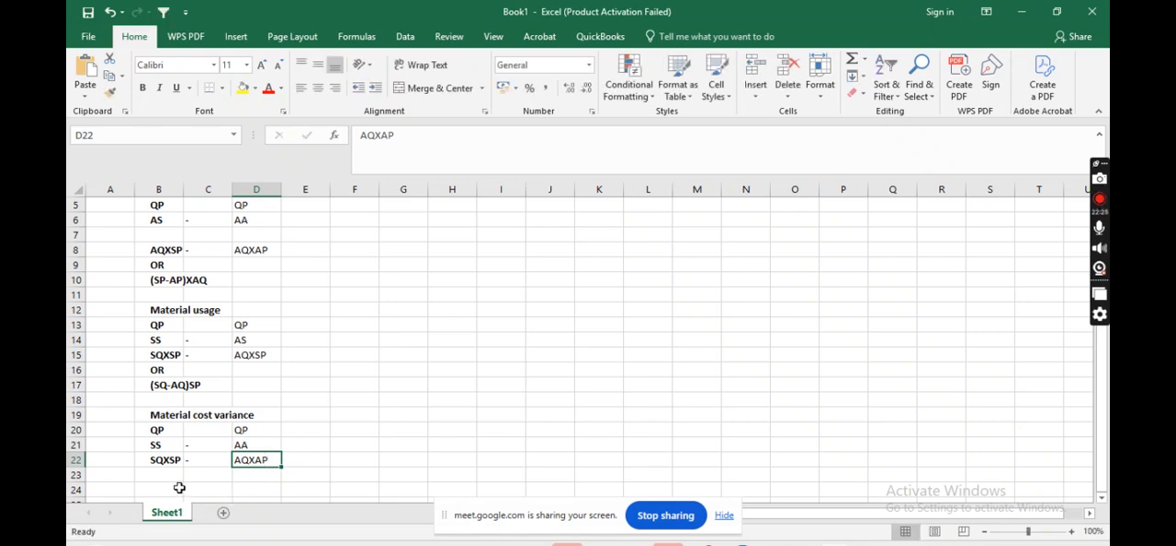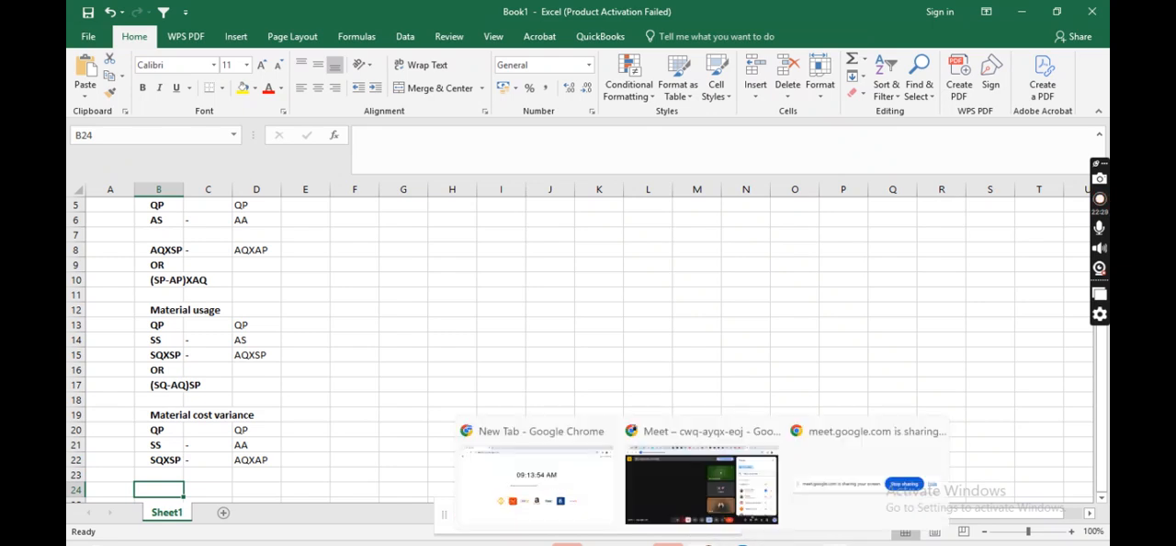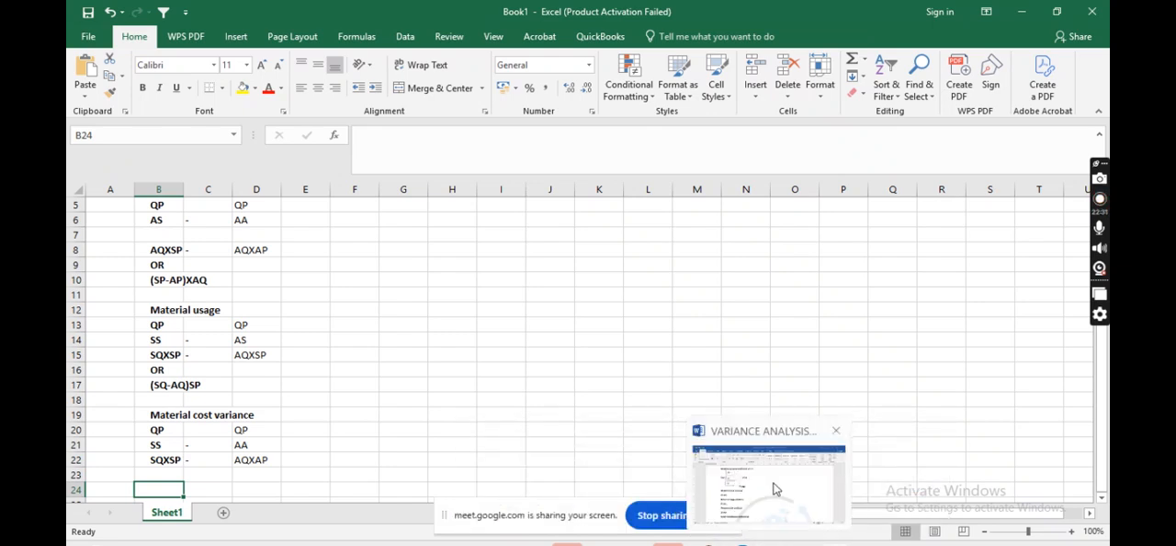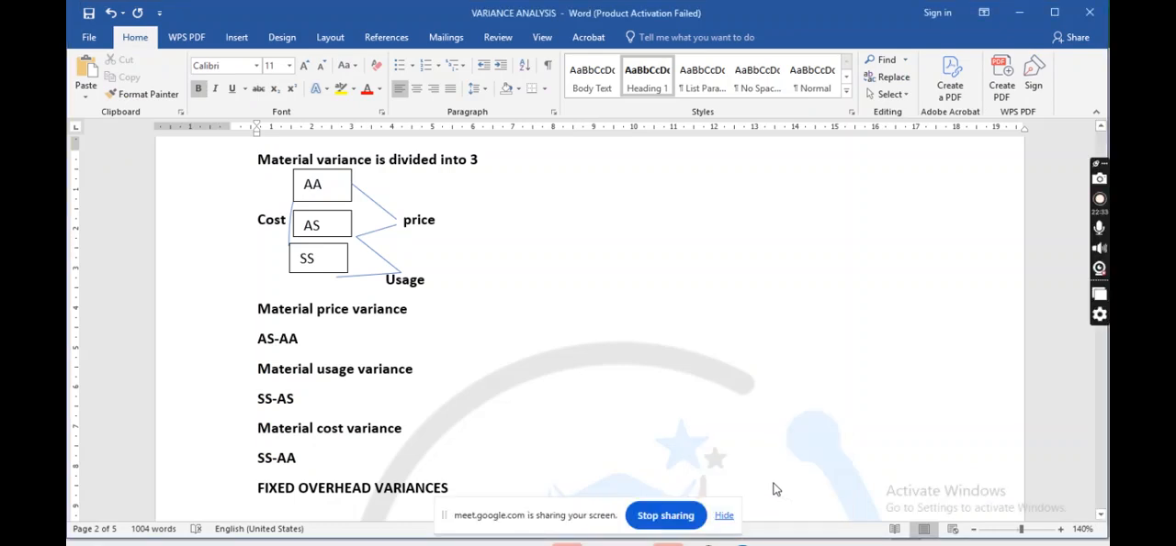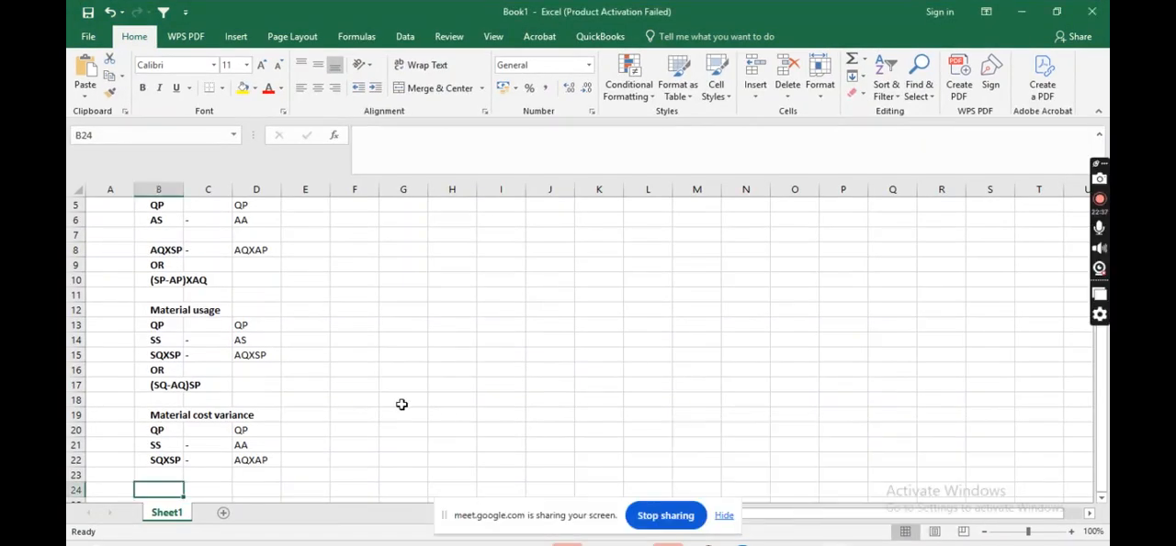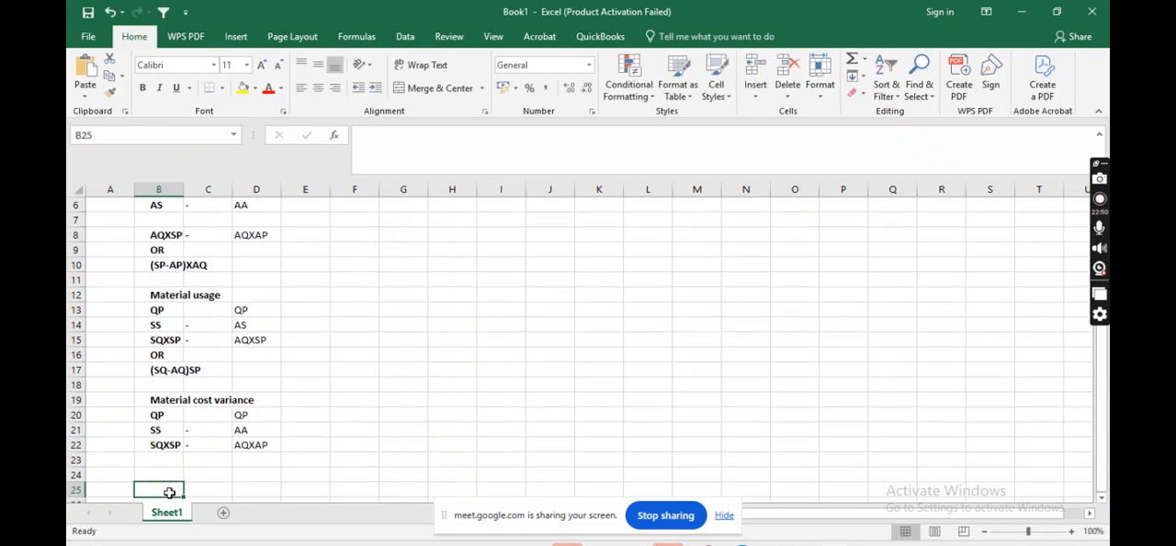So class, we move on. Any question before we move on? Yes, sir. Please, what does QP stand for? Okay. The QP is the quantity and price. That is why we measure it so. Okay, let me bring them out.